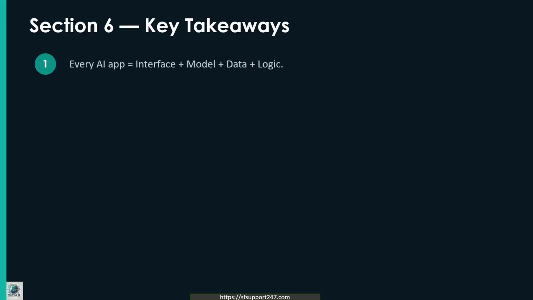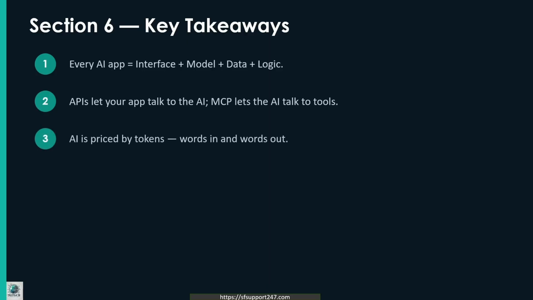Section 6, the key takeaways. Every AI app is interface, model, data, and logic. APIs let your app talk to other AI. MCP lets AI talk to other tools. AI is priced in tokens.